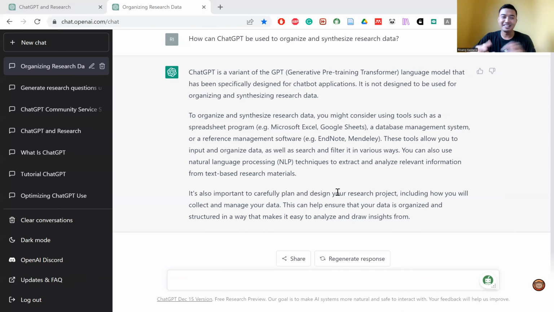So, by the end of the day, ChatGPT can be a useful tool for organizing and synthesizing research data. By providing a prompt or question, you can generate lists of suggestions that can serve as a starting point for further exploration and refinement. It is important to evaluate and refine the organization and synthesis of the data to ensure that it is clear, concise, and accurate, and that it effectively communicates the key findings and implications of the study.